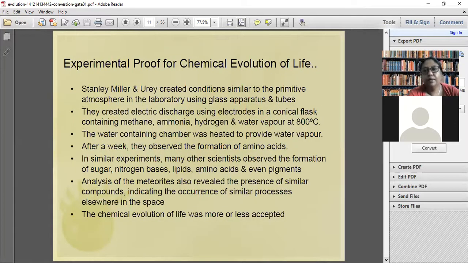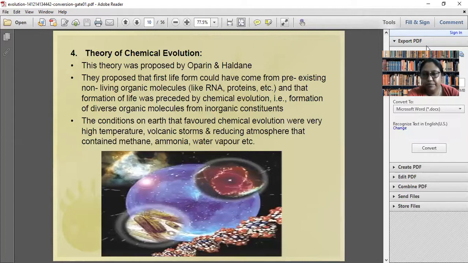Slowly and gradually, the concept that was in favor was the theory of chemical evolution, because the best suited proof was available in favor of this theory. So it was accepted by the scientific community that life is not coming from extraterrestrial sources, it's not created by God, neither was it abruptly created from non-living substances. There is a slow and gradual process by which life was created.